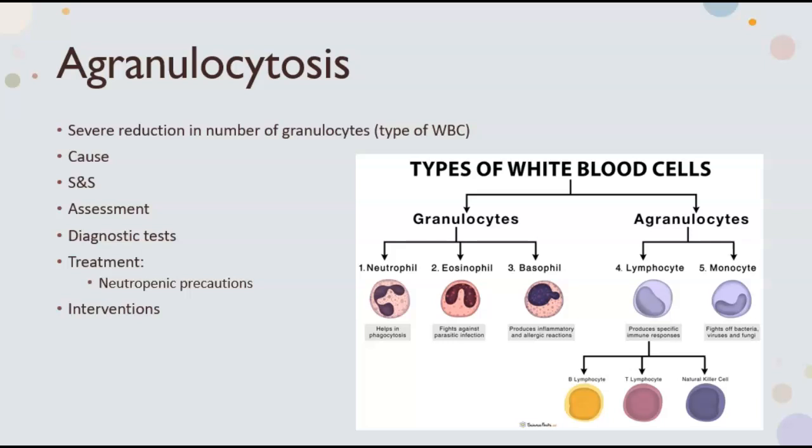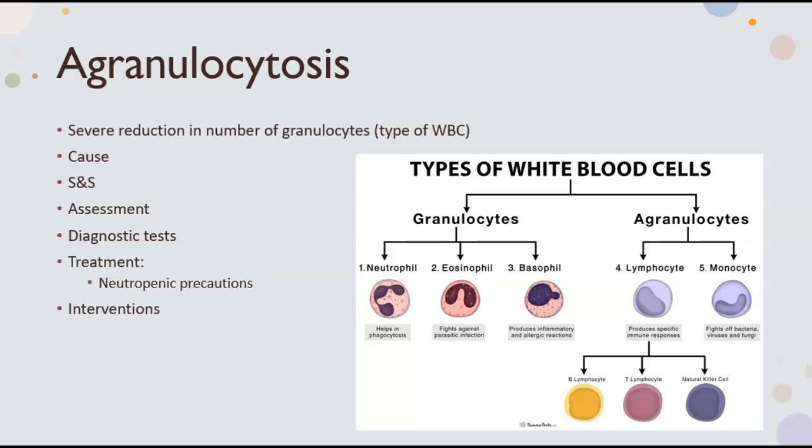Signs and symptoms are going to be fever, chills, headache, fatigue. They can have ulcerations of the mouth, nose, pharynx, vagina, and rectum, so the mucous membranes will have ulcerations. And pneumonia and UTIs can occur in later stages. And all of these signs and symptoms are going to be related to that decrease in white blood cell count, so their immune system is low.